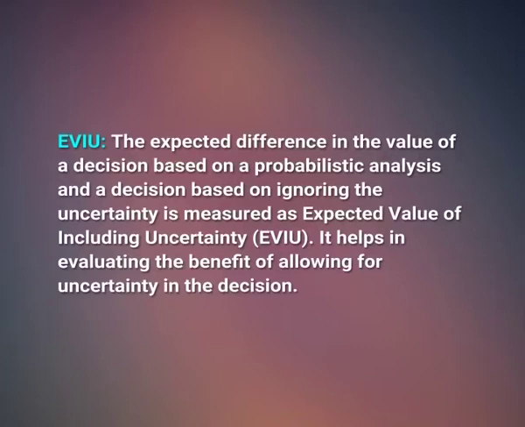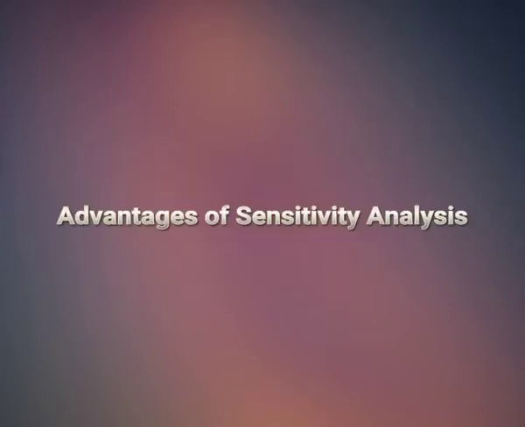EVIU, the expected difference in the value of a decision based on the probabilistic analysis and a decision based on ignoring the uncertainty, is measured as expected value of including uncertainty, EVIU. It helps in evaluating the benefits of allowing for uncertainty in the decision.